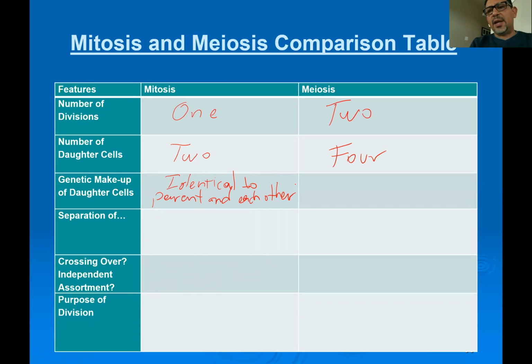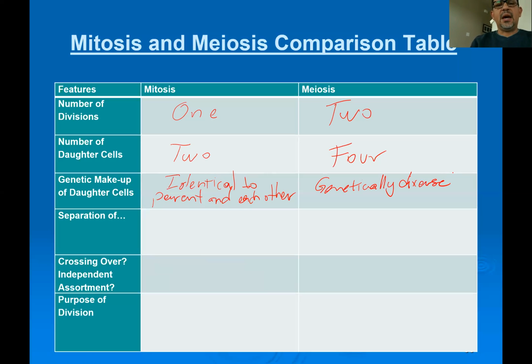And as you can imagine, writing on the screen is not the easiest thing. My handwriting is not this sloppy, well, not usually. What is the genetic makeup of the daughter cells made in meiosis? Well, they are going to be genetically diverse with regards to one another, and also in comparison to the germ cell that began the process of meiosis.